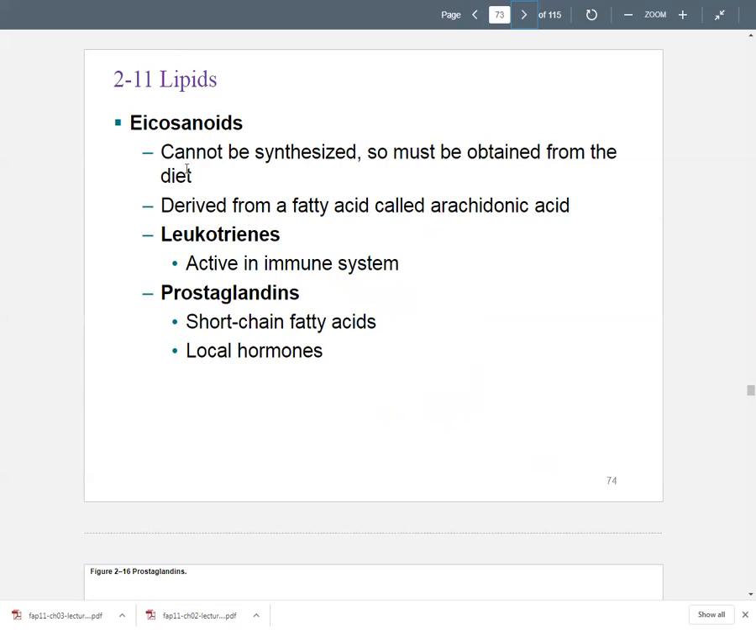Leukotrienes, another class of lipids involved in the immune response. And prostaglandins, these are hormones that have short-chain fatty acids on them. Okay, and hormones are chemical messengers. They cause some sort of response in your body.